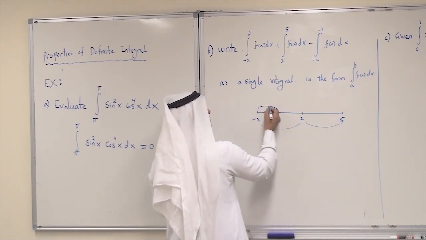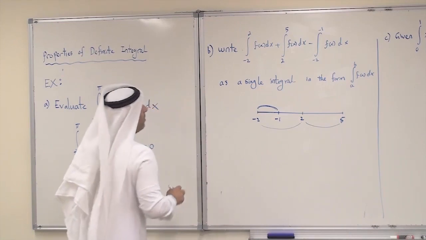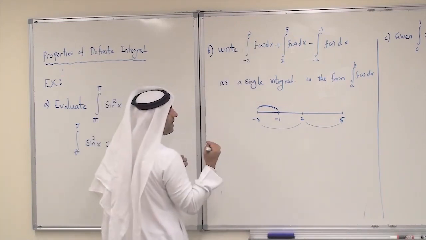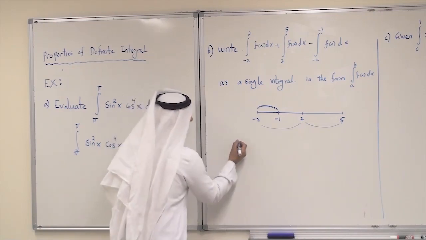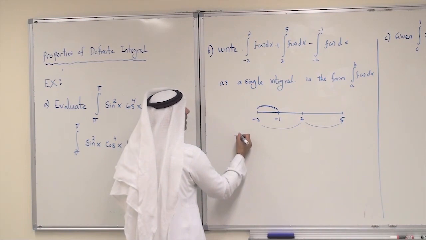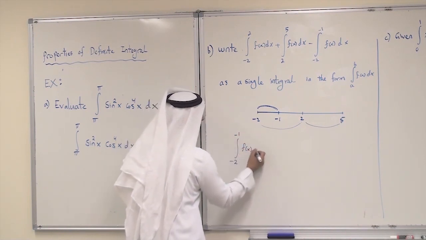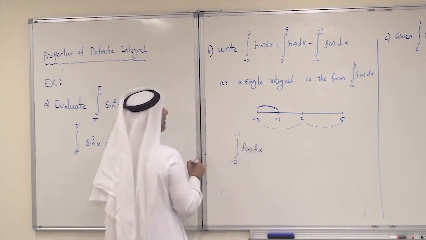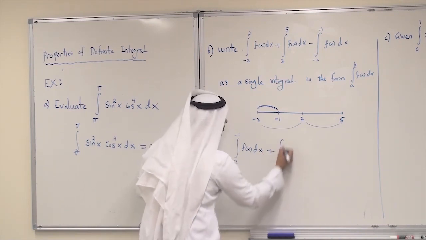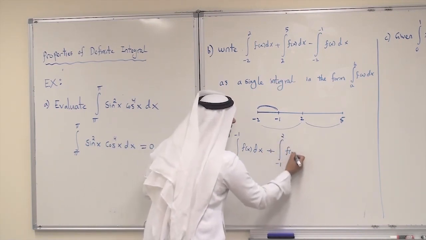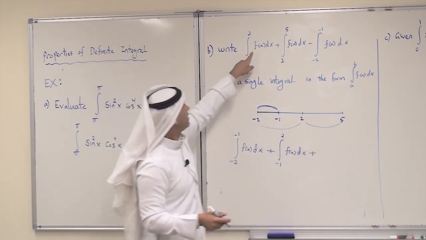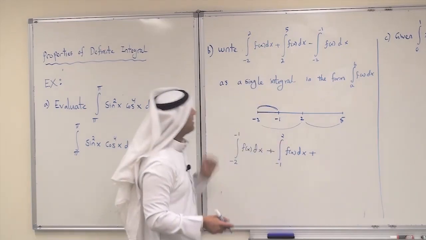So one idea to do this exercise is the following. What I will do myself, I will split this one into two parts using the properties. So I have minus 2 to 2 is equal to minus 2 to minus 1 f of x dx, okay, plus from minus 1 to 2 f of x dx. That is the first part of the integral. I split this one into two parts. This is the first and this is the second.